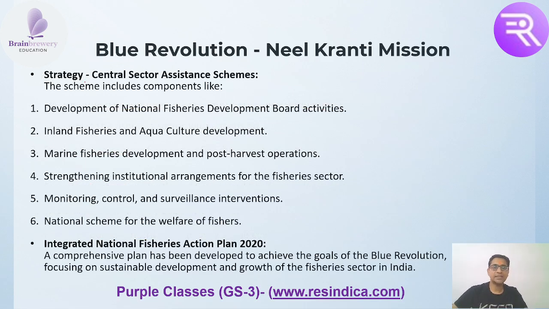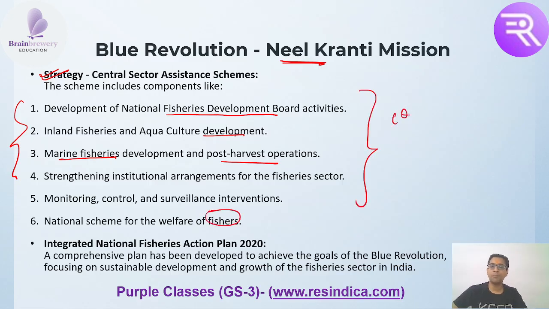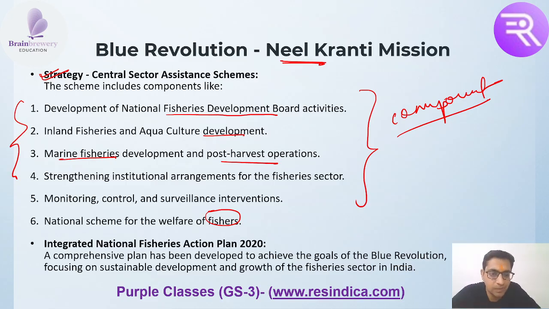So strategy is central sector assistance you will be getting. Under that Neel Kranti scheme, you will be having around six components: development of National Fishery and Development Board, inland fishery and aquaculture development, marine fishery development and post-harvest operation, strengthening institutional arrangement for fishery sector, monitoring, control and surveillance intervention, and welfare of the fishermen. So these six activities or components are there under which we will be achieving our target or objective.